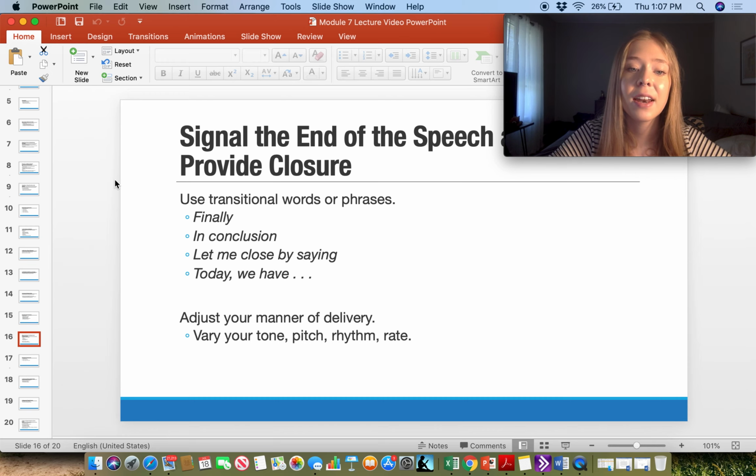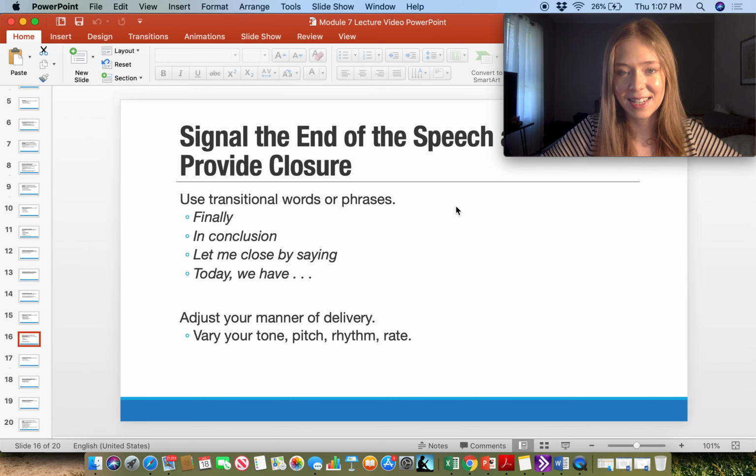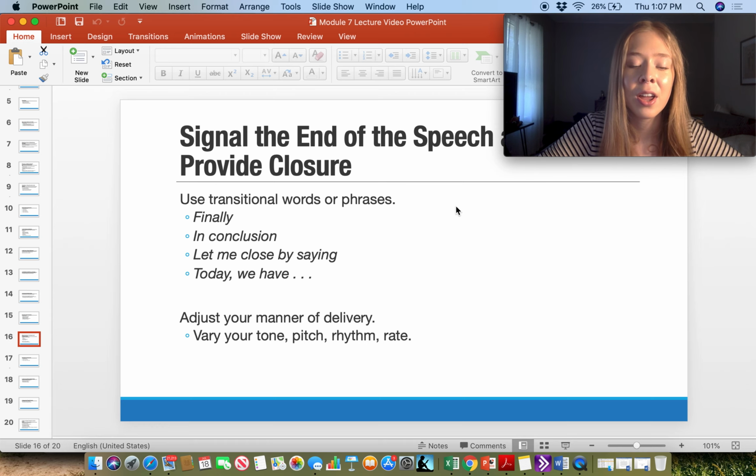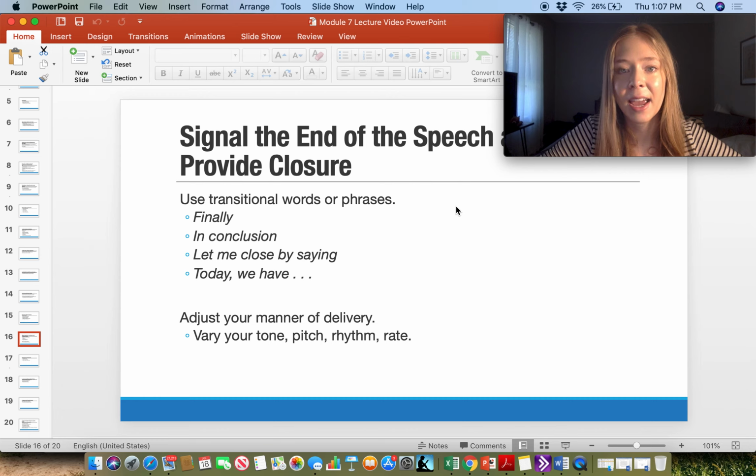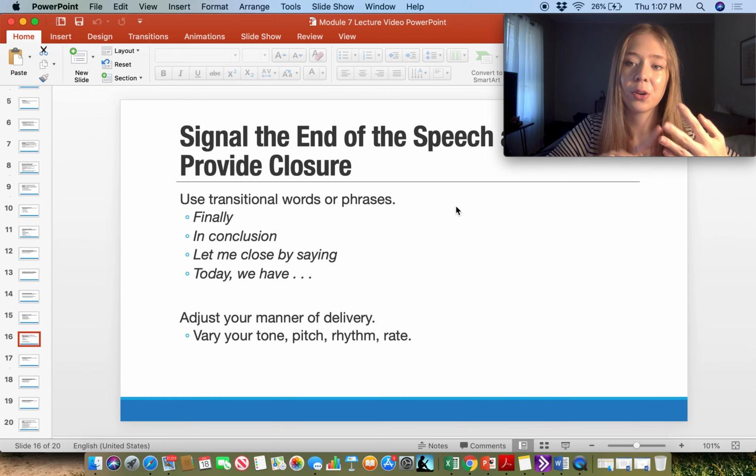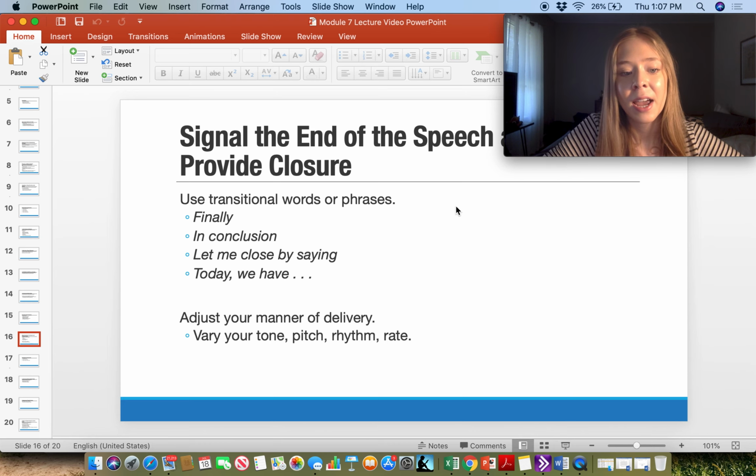So again, signal the end of the speech with transition words and provide some closure. So use transitional words or phrases such as finally or in conclusion, which is my favorite because it definitely signals the conclusion of the speech and it's not cliche at all. Or you can say, let me close by saying, or today we have talked about, and that transitions to your review of your main points. So there are just some examples.